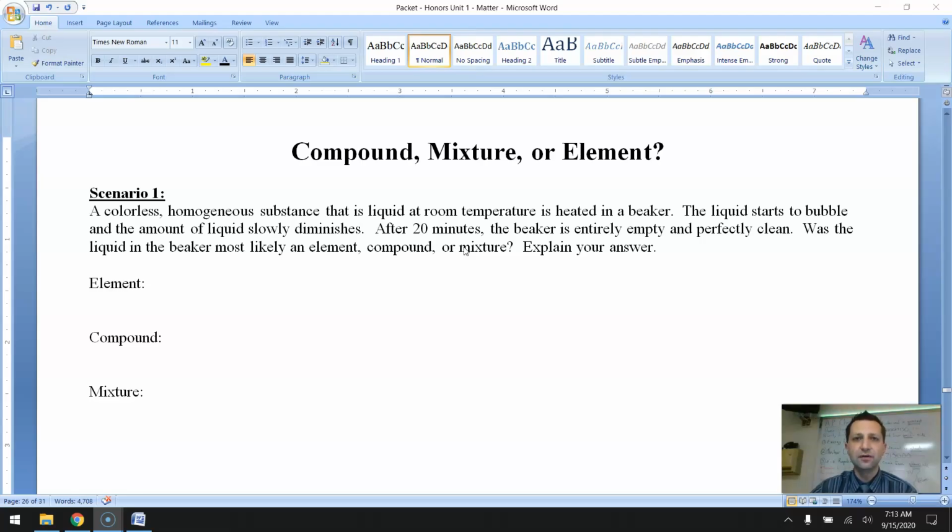This is a great review of a lot of the concepts from throughout the unit, from element, compound, mixture, all the way up through physical and chemical changes and methods of separation. So I'll walk through the first one with you, and you guys will work on the rest of them, and we'll go over them in class, or I'll have the answer key posted. So let's take a look at them.